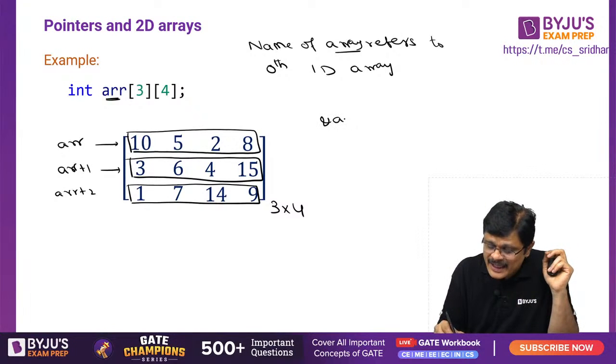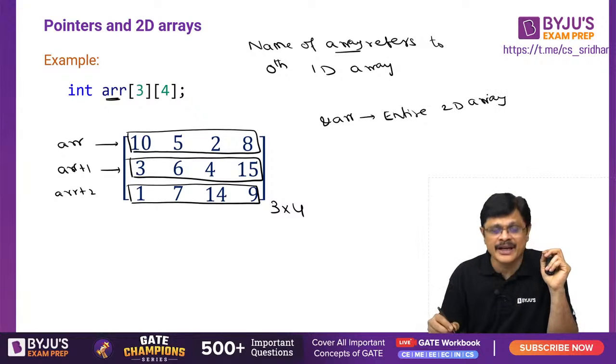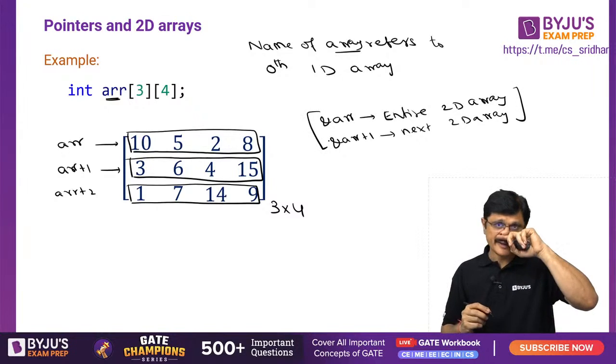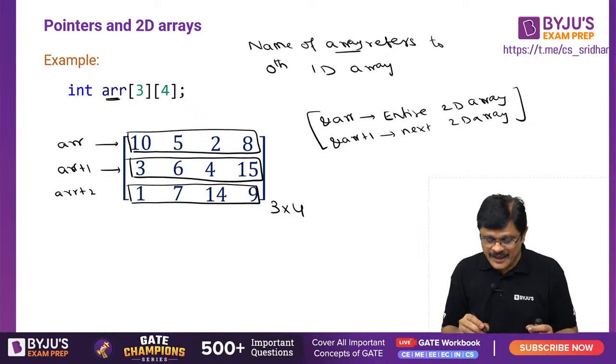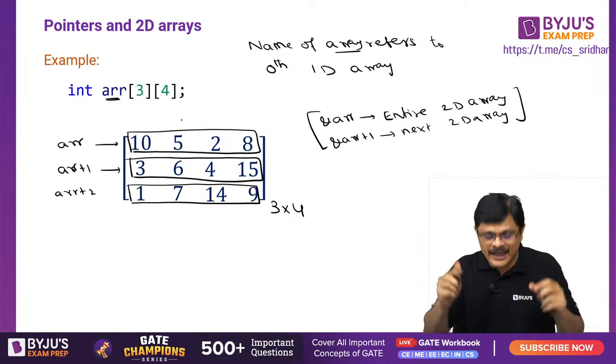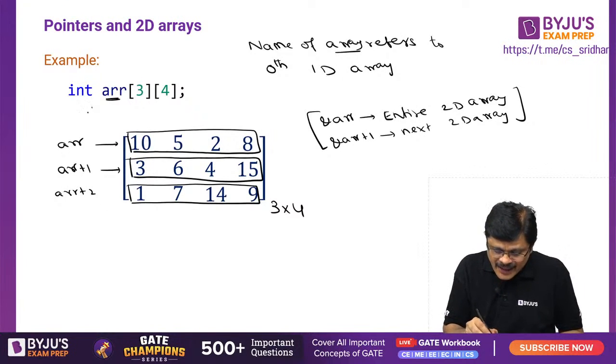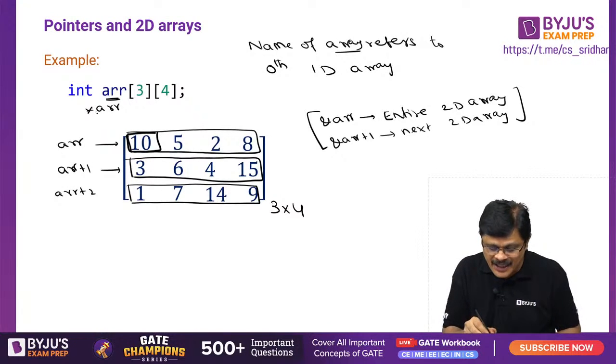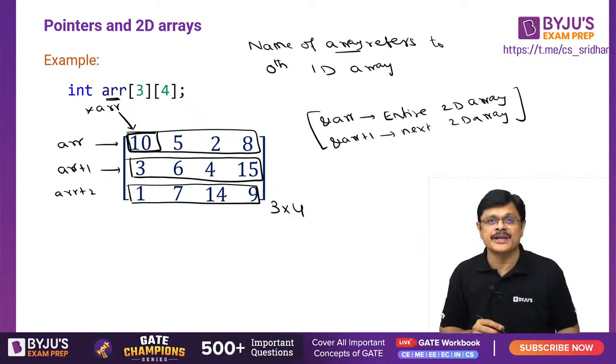Whereas &ARR refers to the entire 2D array, and &ARR plus 1 refers to the next 2D array, my dear friends. So this also we should remember. But for solving, mainly we require ARR. ARR refers to this entire 1D array. When you say *ARR, that refers to the 0th location of the 0th one-dimensional array.